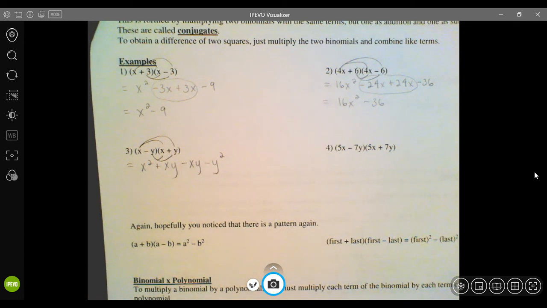Conjugates, when you get to Spanish, French, when they make you conjugate verbs, you're just doing a different form of the same word. That's sort of what's happening here. We're just adding or subtracting.